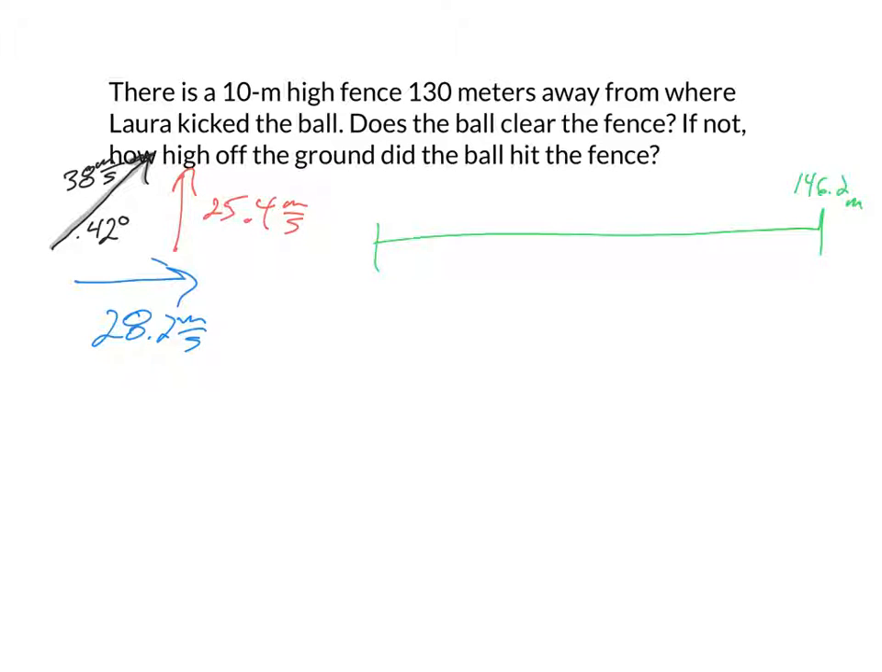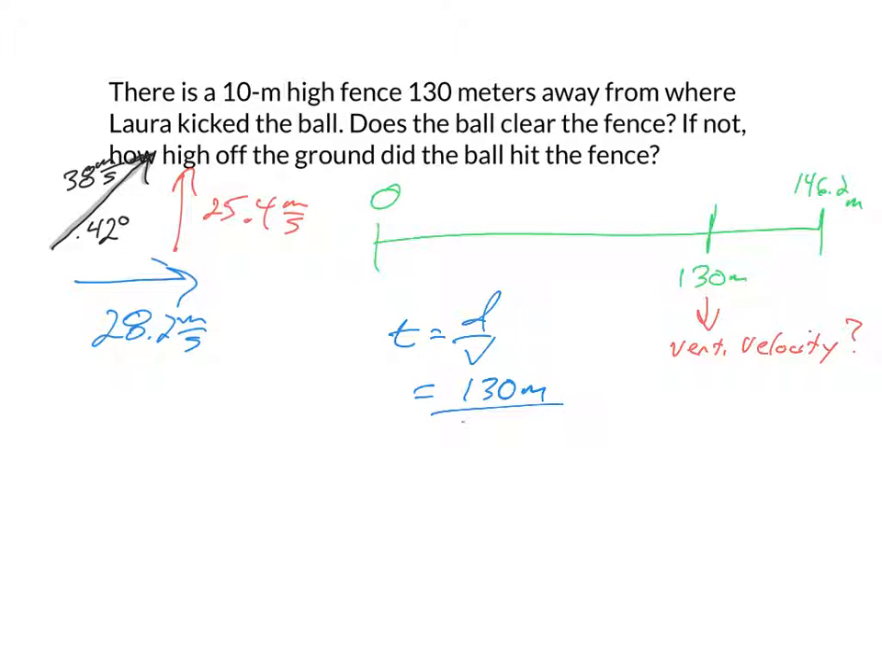Alright, we know the ball went 146.2 meters far. We want to know at the 130 meter mark its vertical velocity. That's the question mark. So the best thing to do here is to get time. And I'm going to steal the time from the horizontal. Time equals distance over velocity. My distance, it just told me I wanted to know the time at a distance of 130. My velocity is 28.2. The reason why the horizontal is nice is because it's constant. It doesn't speed up, it doesn't slow down, it just kind of is. So 130 divided by 28.2, I get a time of 4.61 seconds, if we want to take it that far.